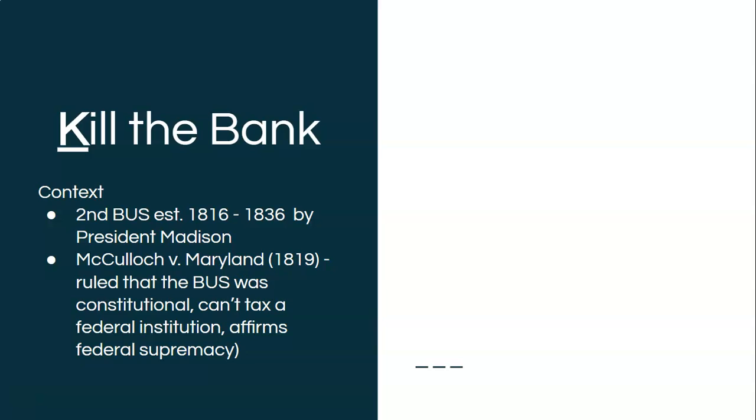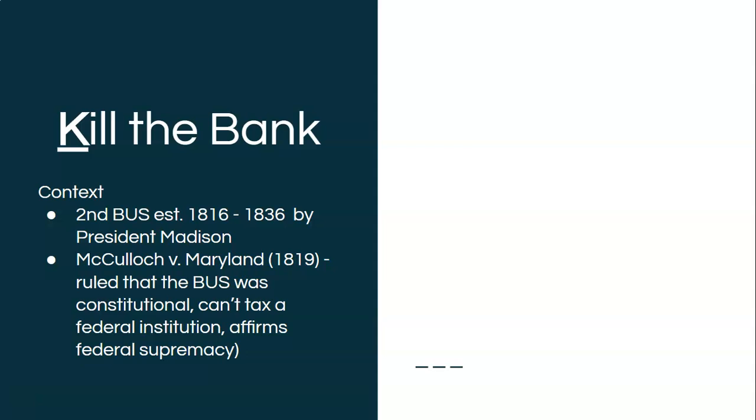In 1819, the state of Maryland tried to pass a tax over the Bank of the United States. So that went to the Supreme Court in the case McCulloch v. Maryland, and the Supreme Court ruled that the Bank of the United States was legal, it was constitutional, that states can't tax a federal institution, and it also affirms federal supremacy. It affirms and upholds that federal law supersedes state law. So state law is below federal law.